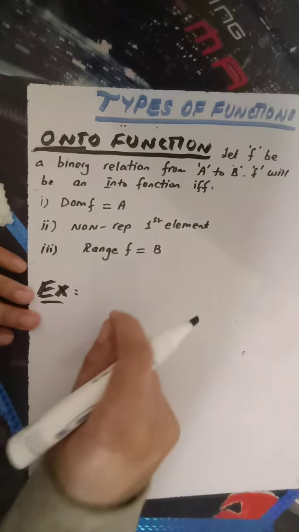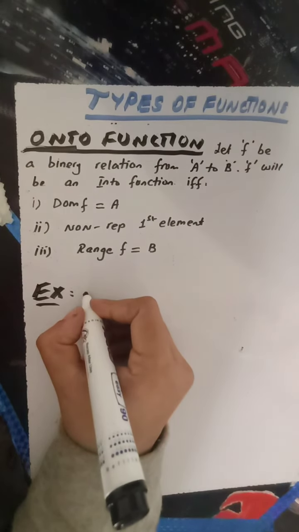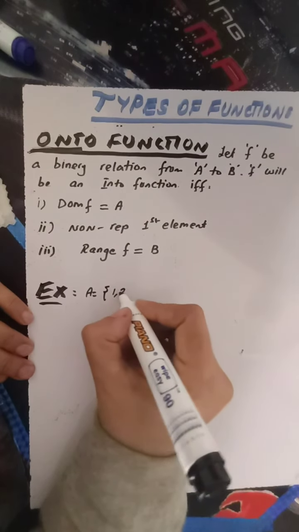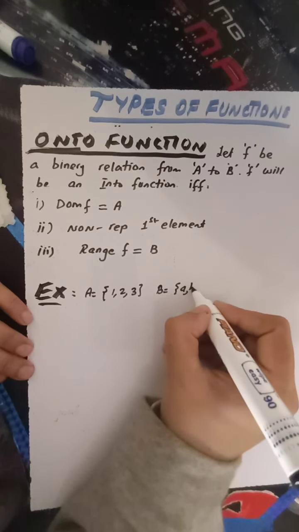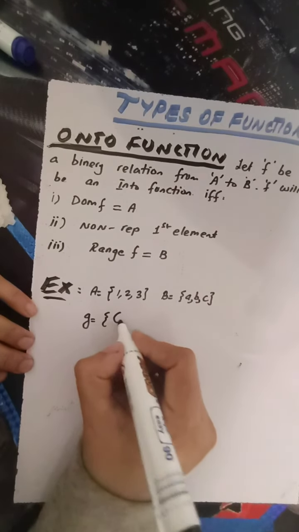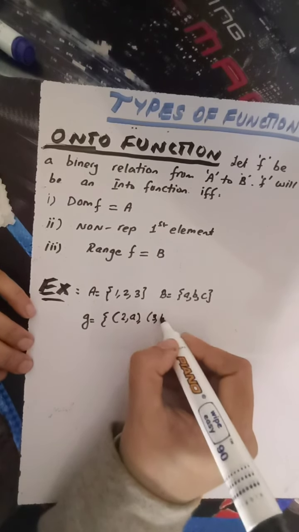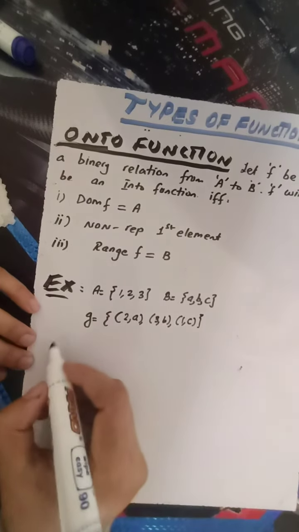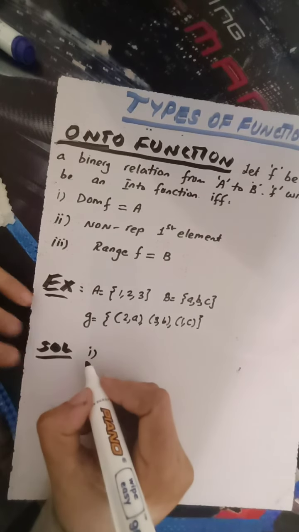As an example, I'm going to take the set A to be equal to 1, 2, 3, and B, let us take B as A, B, C. Let us take a binary relation and check whether it is a function or not. If it's a function, let us check its type, 3B and 1C. So its solution is that, first of all, let us check the first condition.